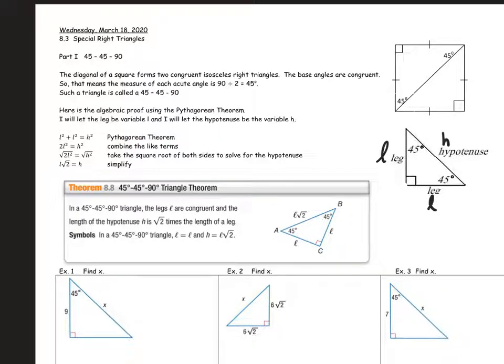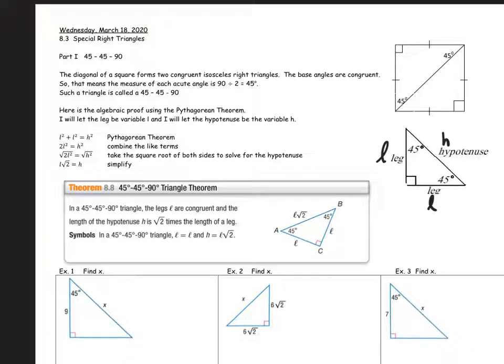Well, L squared plus L squared becomes 2L squared. That is equal to H squared. That's just combining the like terms. Now, like I said, I want to solve for the variable H. So we have to take the square root of both sides. And when I simplify this, and I'm not worried about the algebra right now, we get that the hypotenuse is equal to the leg's length times the square root of 2.